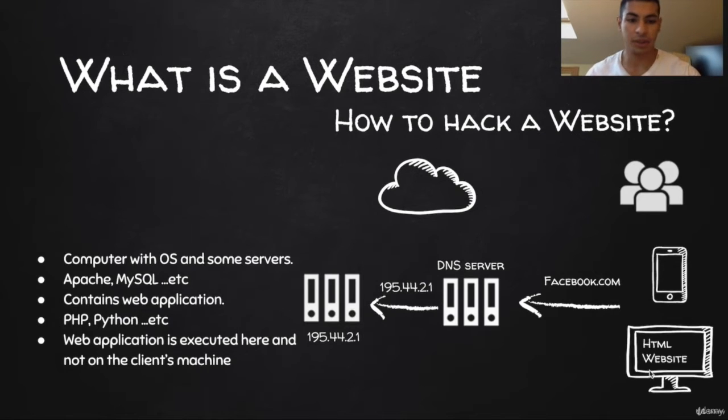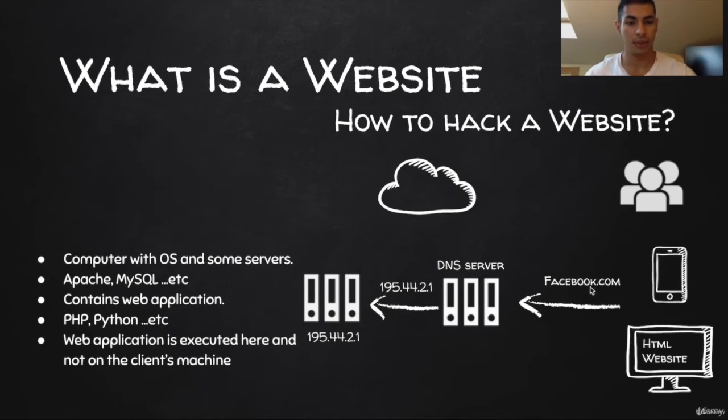So let's have a look at an example. Let's say you're on a phone or on your computer and you want to go to facebook.com. So you type facebook.com into your URL. This will be translated using a DNS server to an IP address. There is a server that translates every name, .com, .edu, or any website with a domain name, to its relevant IP address.